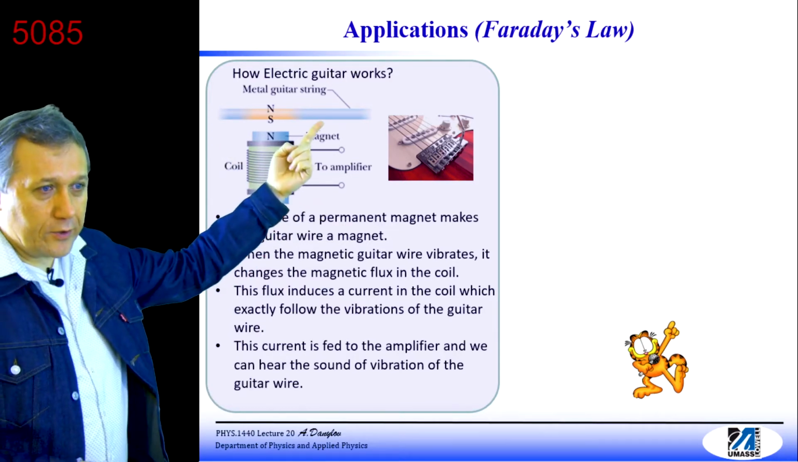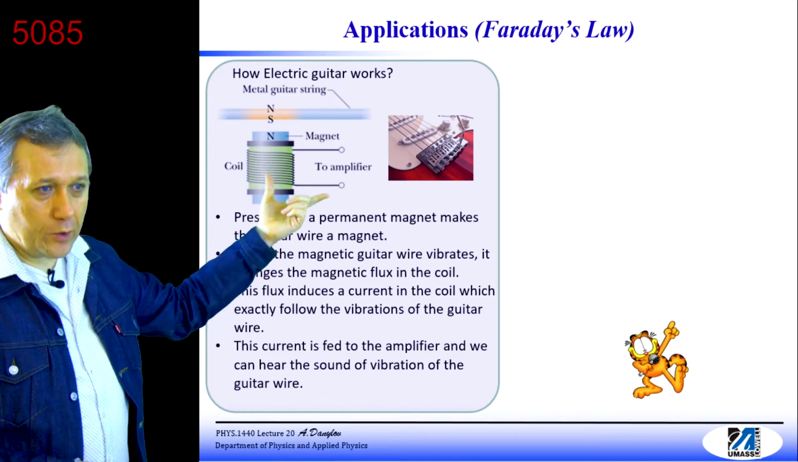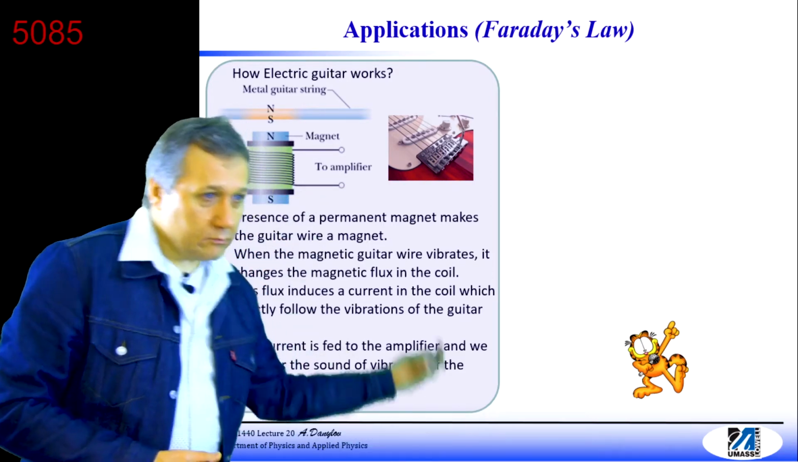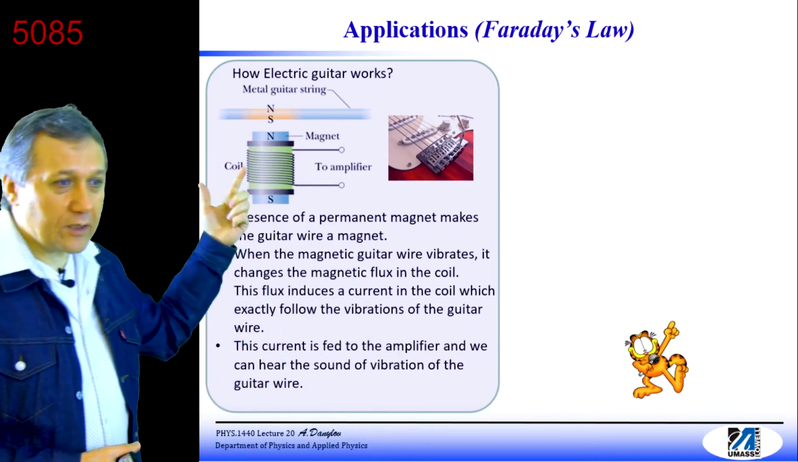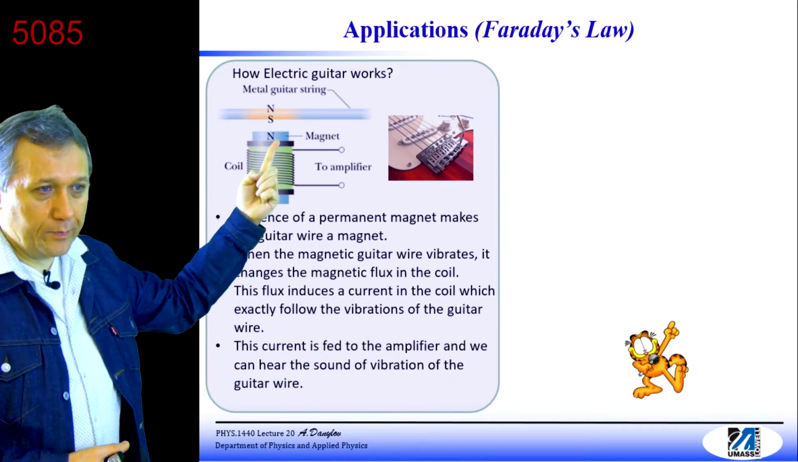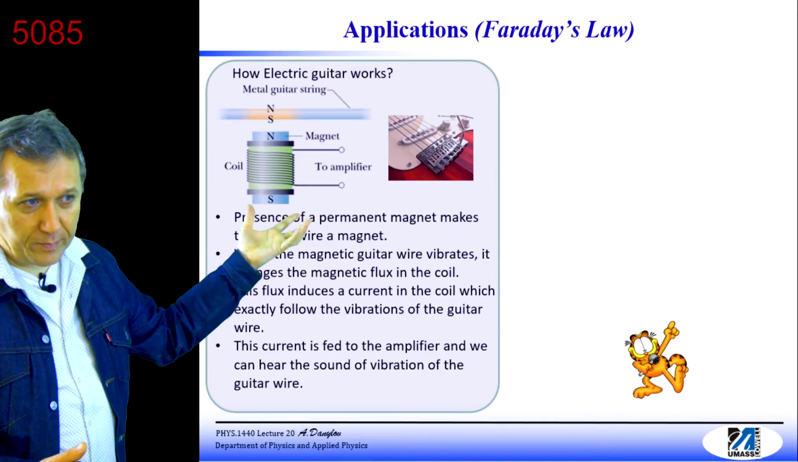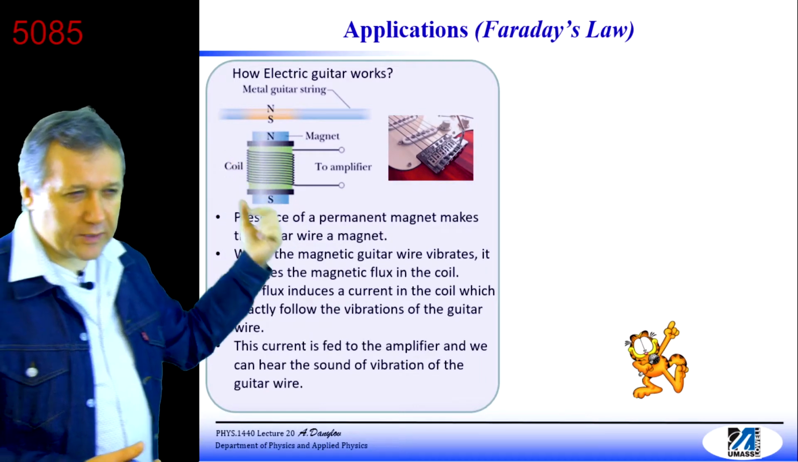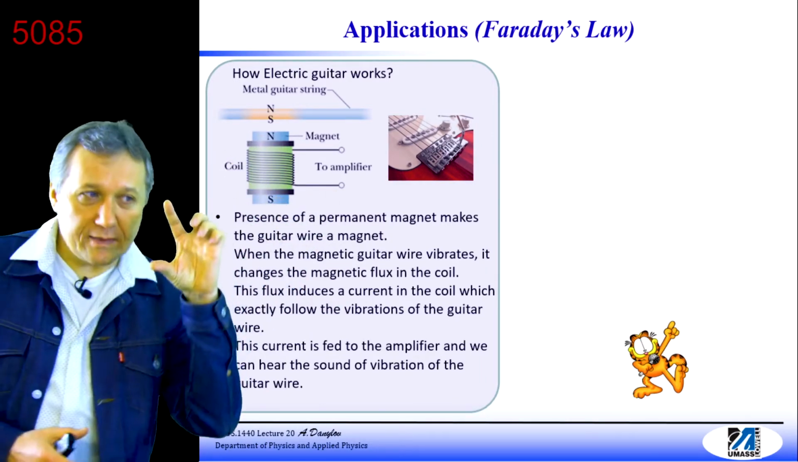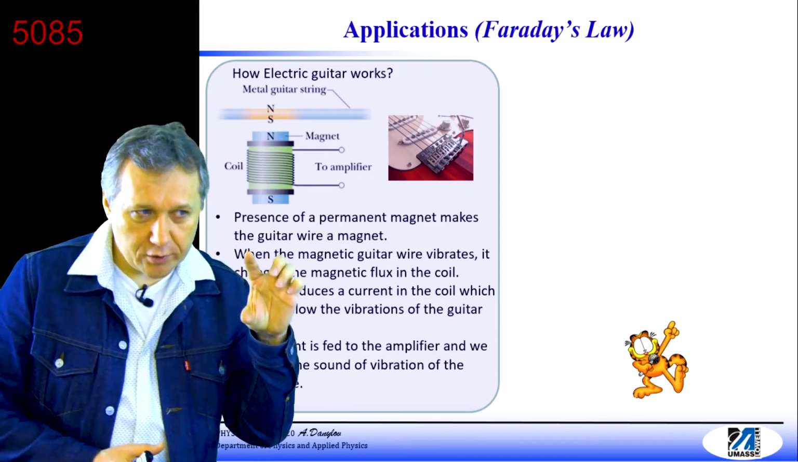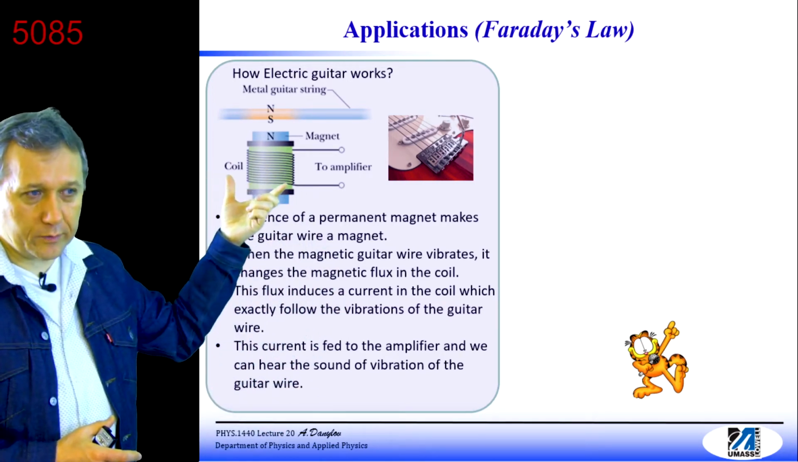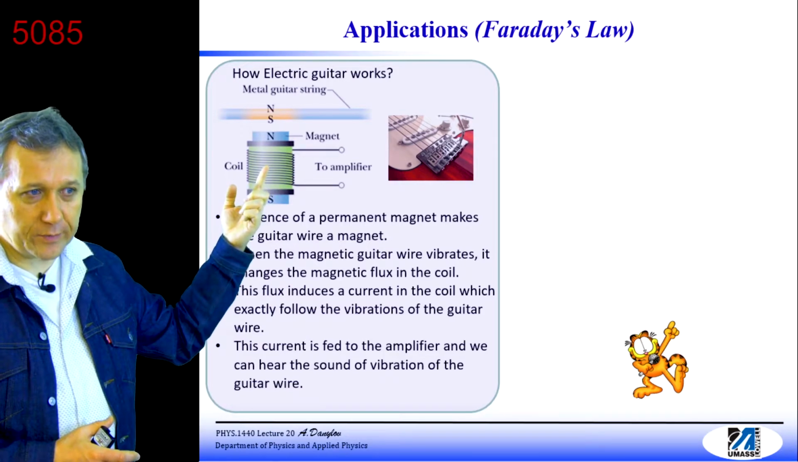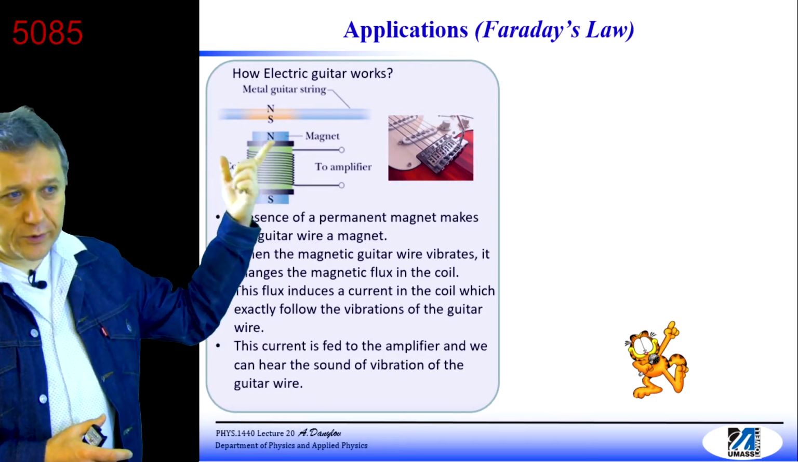So here's the string, and here's the coil. Basically, the coil is a solenoid. And inside of the solenoid, you see this blue object, a permanent magnet, north pole, south pole. That permanent magnet is stationary. It doesn't move relative to the coil. Then above that, of course, there is a string.